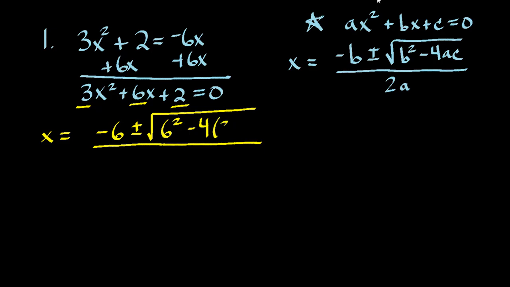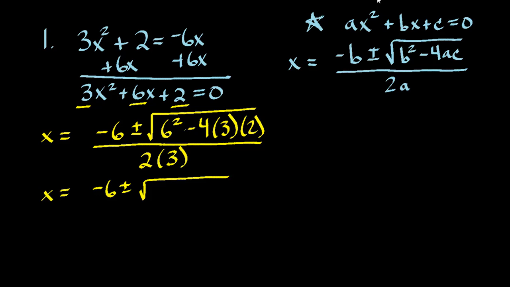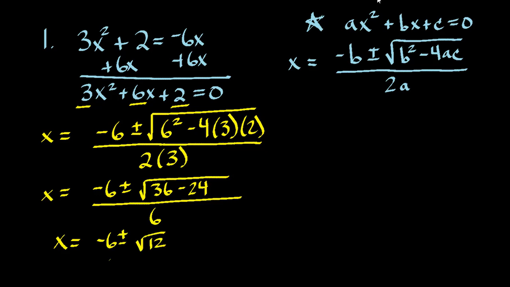A is 3 and c is 2. And all of this is divided by 2 times a. And again, a is 3. So we will next simplify under the square root, and we will get 36 minus 4 times 3 is 12 times 2 is 24. And again, all of this is over 2 times 3, or 6. Simplifying further, under the square root, we get square root of 12.